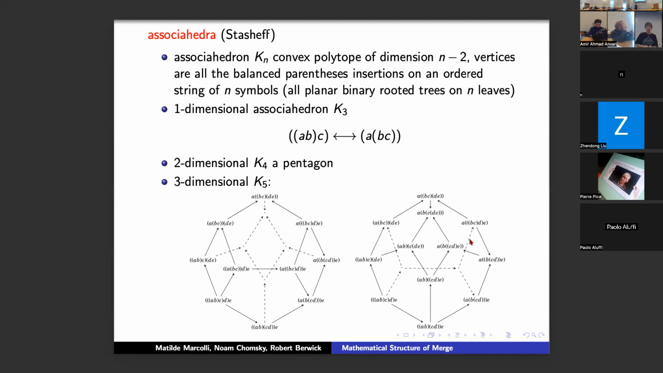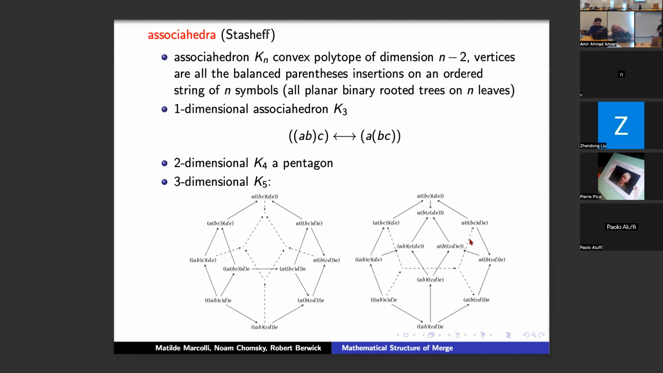So, for example, if you have three leaves, you have only two possibilities of planar structures. Right? For three leaves, you have this one, and you have this one. These are the bracketing this way and bracketing this way.